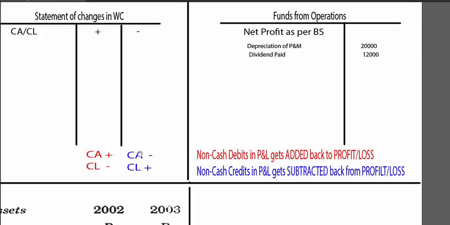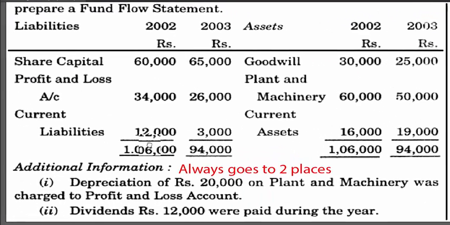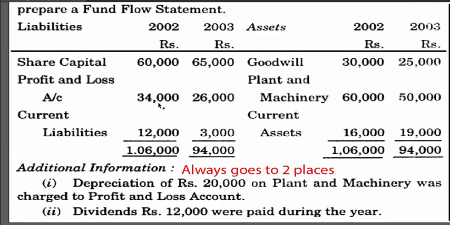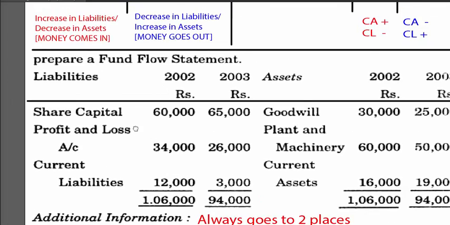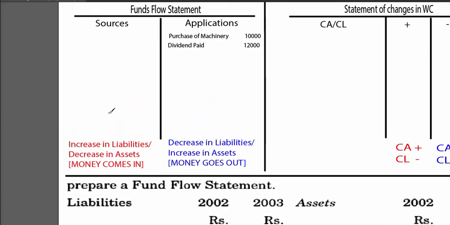Okay. Now that we are done with the adjustments, let's go to the balance sheet. The share capital. There has been an increase in share capital from 60,000 to 65,000, so that's 5,000. Increase in liabilities goes to the sources side. So I'll just type increase in share capital, 5,000 rupees.